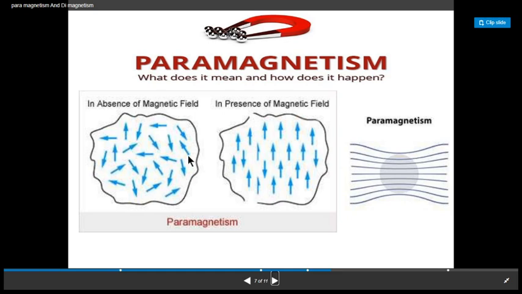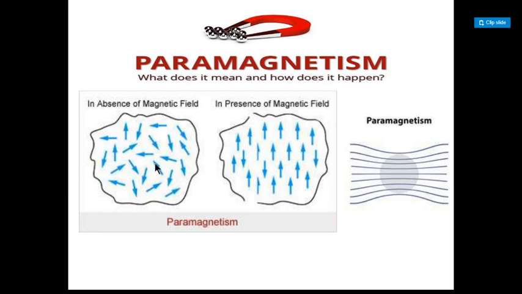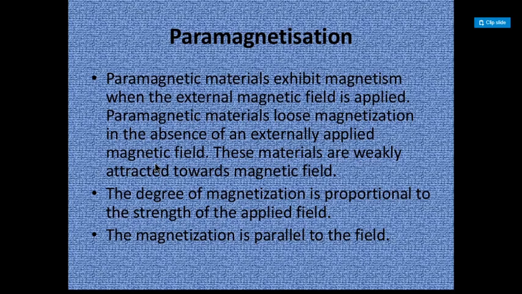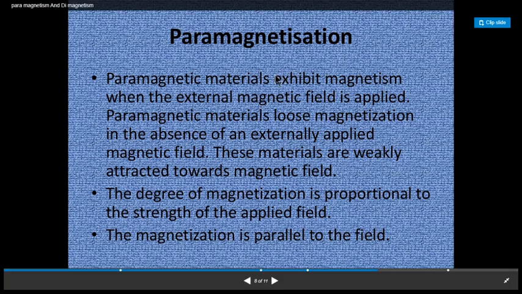So, paramagnetism means you have a permanent dipole moment, the strongest line of demarcation between diamagnetism and paramagnetism. A permanent dipole moment, because this material has electronic shells that are not completely filled; they are incomplete. An incomplete electronic shell contributes a permanent dipole moment. Paramagnetic material exhibits magnetism when an external magnetic field is applied. It loses the magnetization in the absence of the externally applied magnetic field. These materials are weakly attracted towards the magnetic field.